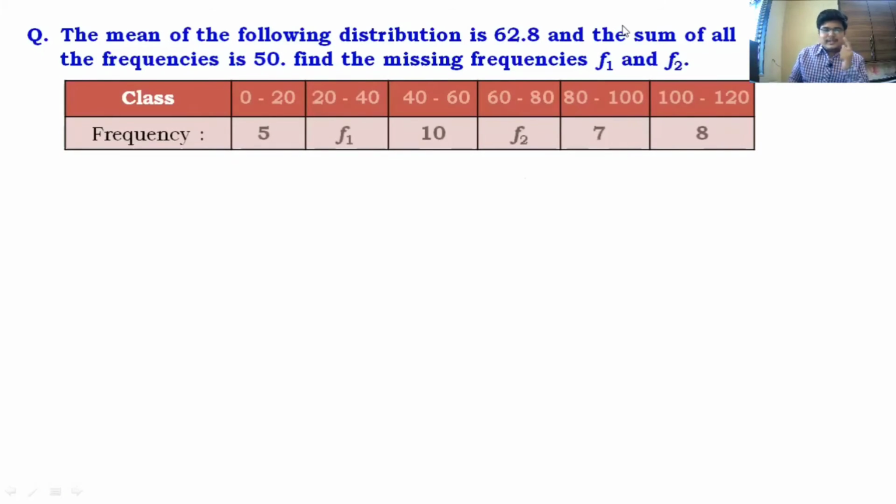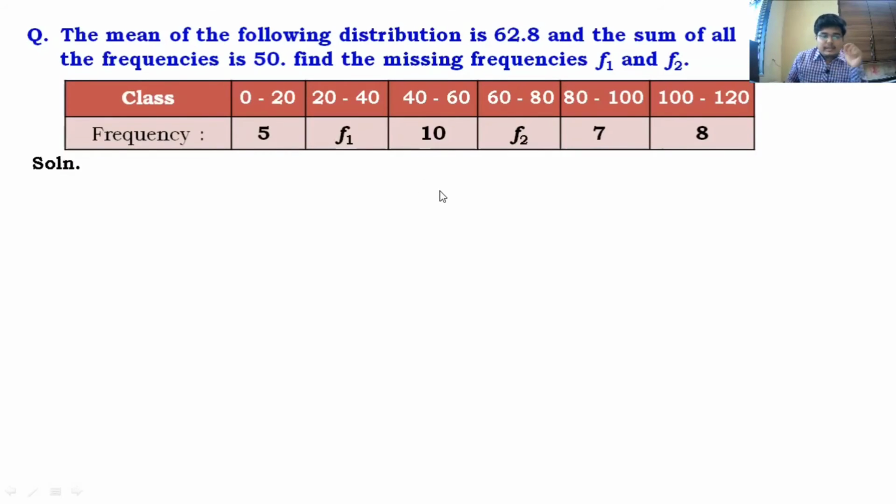All right. So here the question is, the mean of the frequency distribution is given, it is 62.8, and the sum of all frequencies is given, it is 50. So we have 2 pieces of information and we have 2 unknowns as well. We have to find the missing frequencies f1, f2 this time. So it is similar to the previous question, but this time there are 2 missing frequencies.